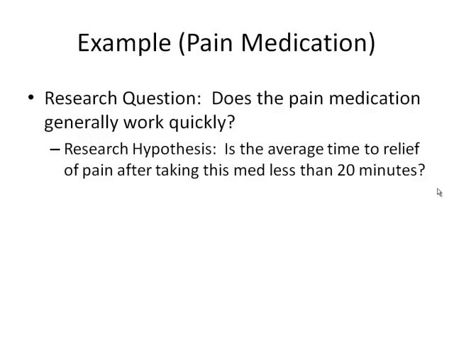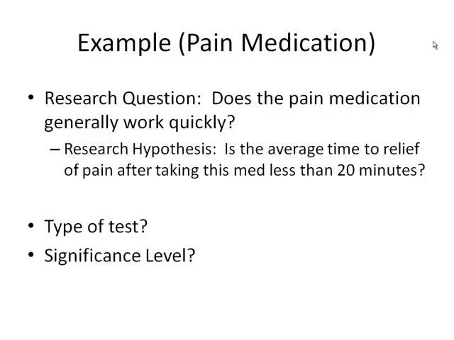Now, you should notice that this is a one-sided or one-tailed hypothesis test. Right, we are only worrying about less than 20 minutes. So this means that the null hypothesis would be that it is greater than or equal to 20 minutes. Now again, the null hypothesis is something that we can never prove to be true. And again, the idea in hypothesis testing is we would like to find strong evidence that the null hypothesis is false.